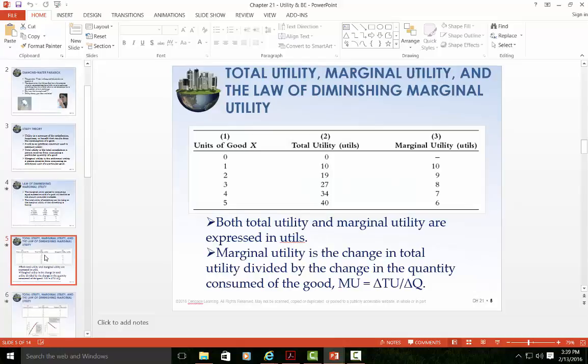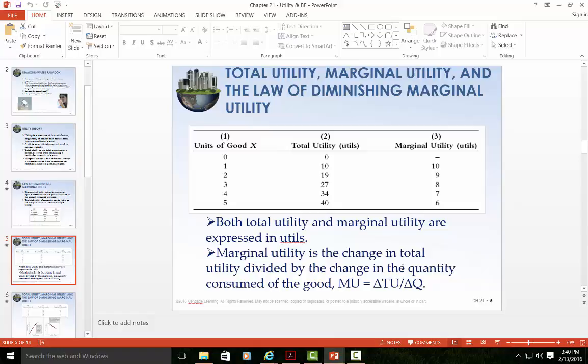So you notice both total utility and marginal utility are expressed in utils. Like I said, a util is just an abstract kind of thing. It's like when we say widgets and we're talking about production. Marginal utility is the change in total utility divided by the change in the quantity consumed of the good. So you have total utility, which is tier number two, divided by the change in quantity.